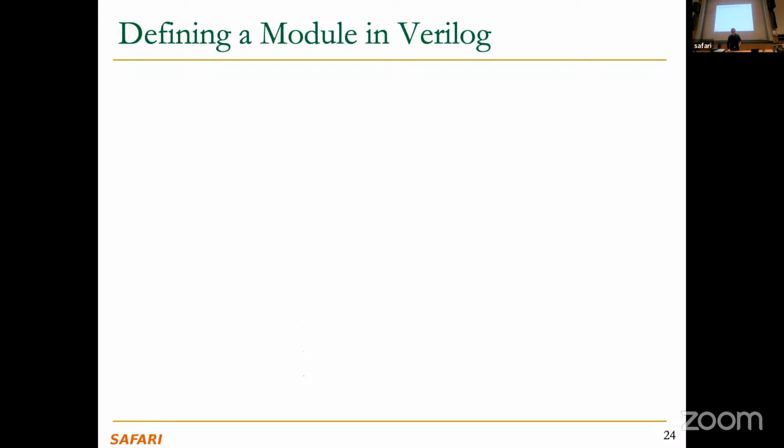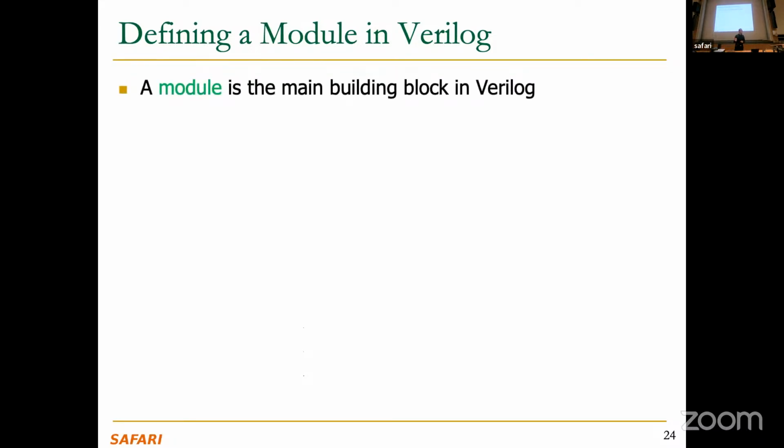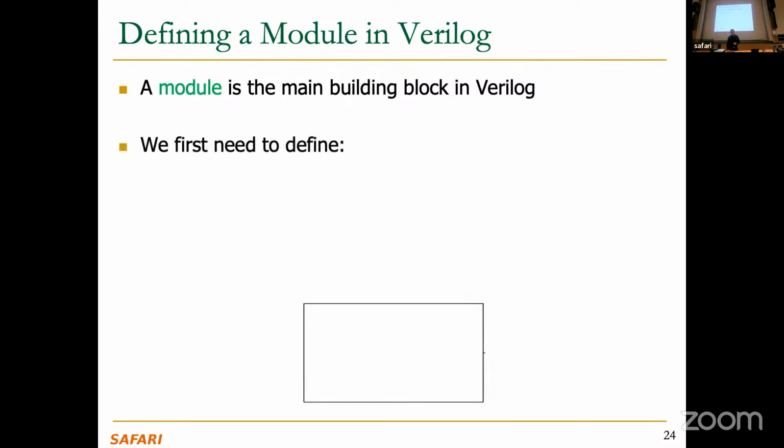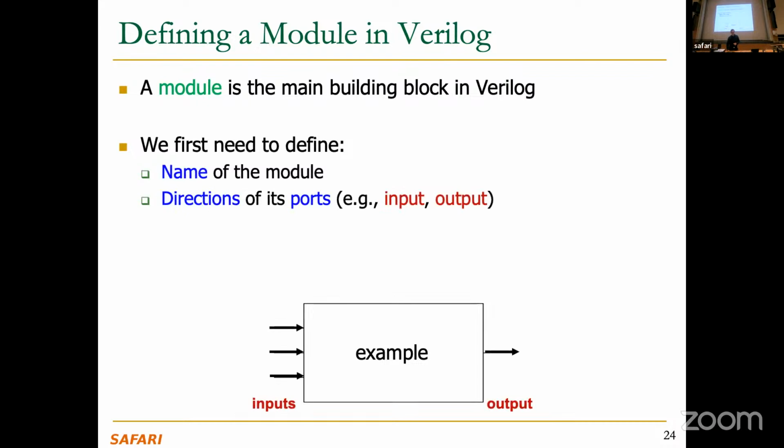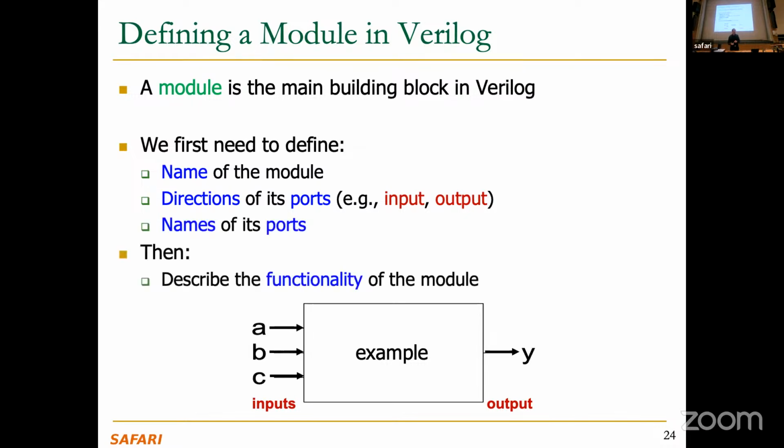But now let's be a little bit specific. How do you define these modules in Verilog? This is really the main building block in Verilog. As I said, we're going to focus on Verilog. You need to define the name of the module. You need to define the inputs and outputs. From hardware thinking, you should think of this as the direction of the ports, right? Input ports and output ports. And clearly you need to define that. You need to name them and then describe the functionality of the module.